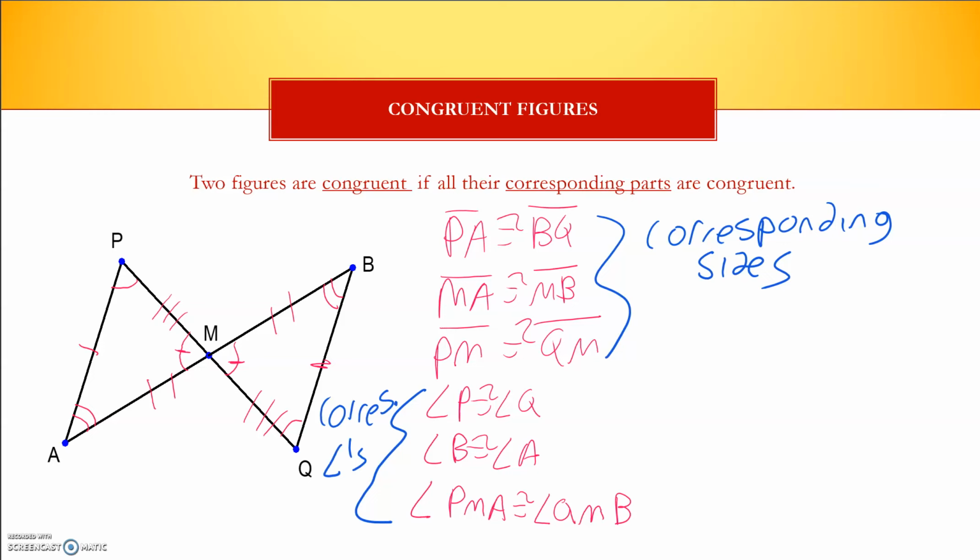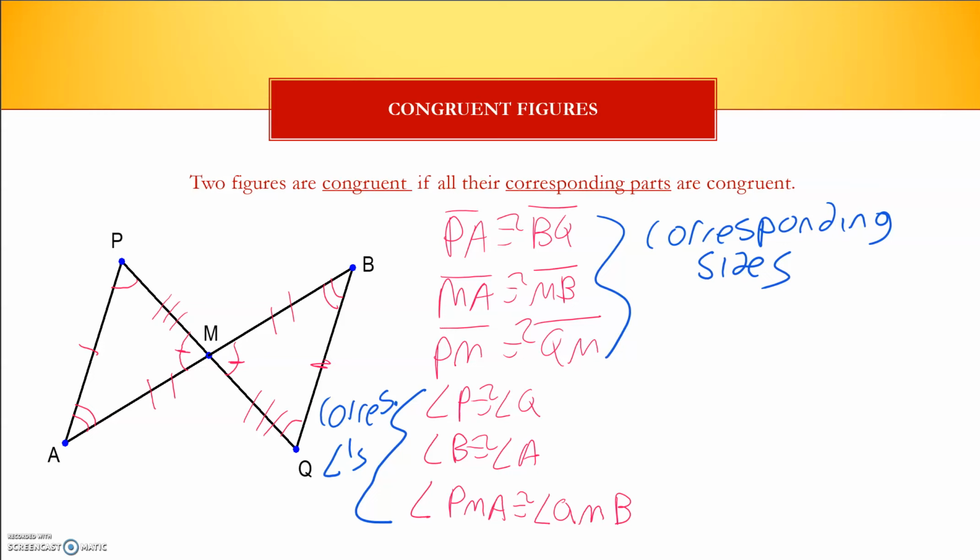These are, of course, different than corresponding angles for parallel lines. This is not a transversal and what angles are in the same position. We have two separate triangles, or any figure for that matter, and we know that we have a side in the first one that matches up with a side in the second one, and an angle in the first one that matches up with an angle in the second one in such a way that they are congruent.